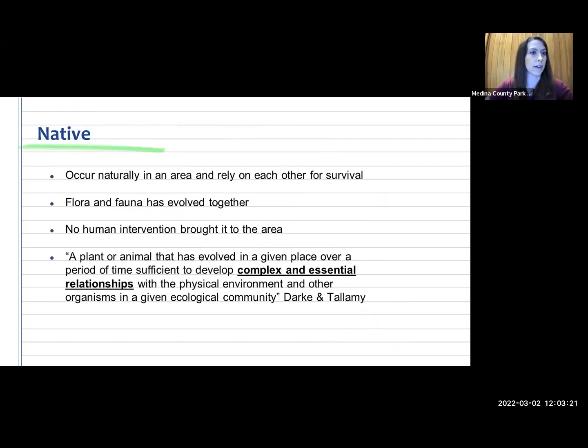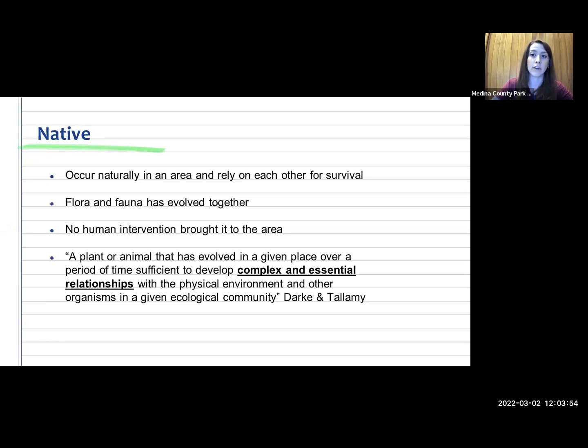So let's start at the very beginning with our definitions. What is native? When we talk about a native species versus a non-native or invasive species, what does that mean? Native plants and animals occur in an area and they rely on each other for survival. They've been in this area long enough that the plants and animals have evolved together and developed very complex and essential relationships.